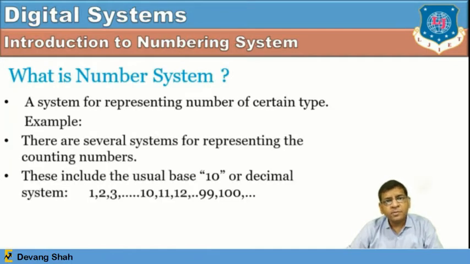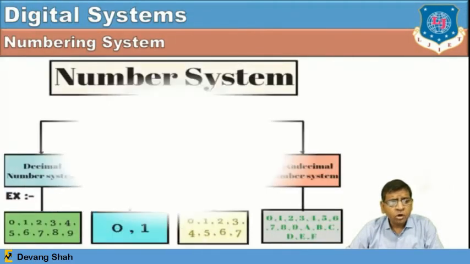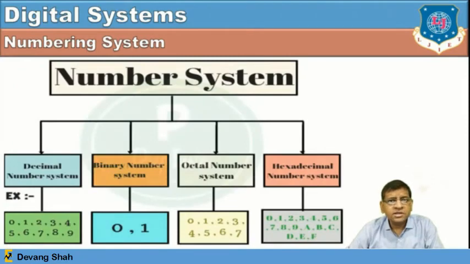A numbering system is a system for representing numbers of a certain type. For example, there are several systems for representing the counting numbers, and this includes the usual base-10 or decimal system, like 1, 2, 3 up to 10 and up to 100. If we talk further about numbering systems, basically four numbering systems we have to understand. First is the decimal numbering system, then the binary numbering system, then the octal numbering system, and the hexadecimal numbering system.